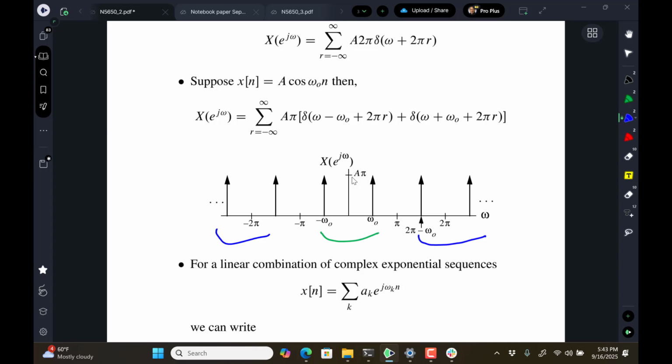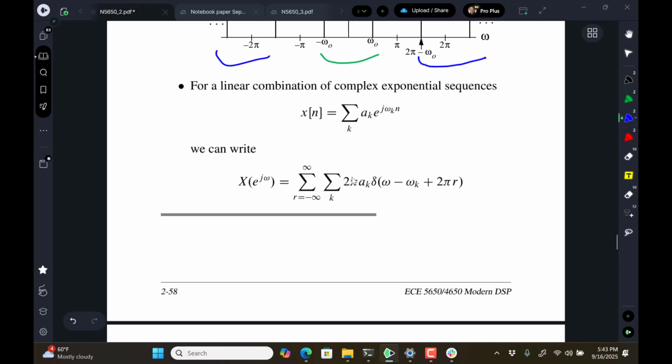But the idea is that if you had a cosine omega naught t, its Fourier transform would have a delta function at capital omega naught, or that divided by 2 pi would be f naught, and then it would have one at minus f naught as well. These are just convenience things, and we make use of them.